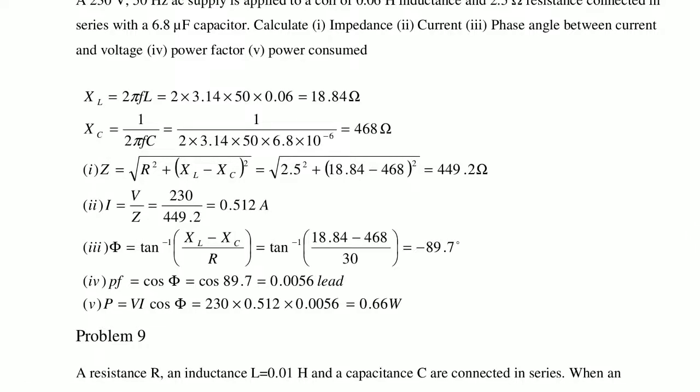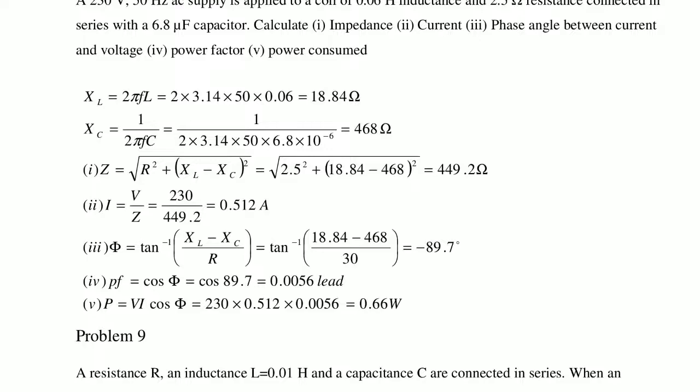What about I? In general, I is equal to V by Z. So V is 230 volts and Z is already calculated, that is 449.2. So 230 by 449.2 equals 0.512 amps.